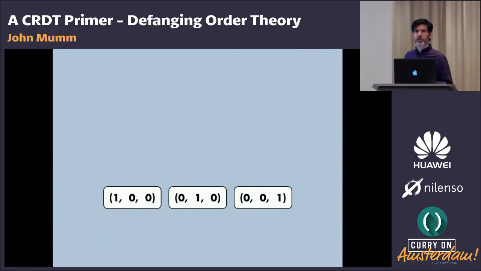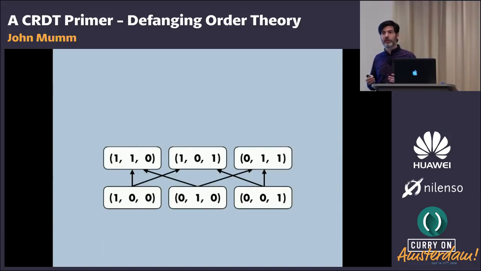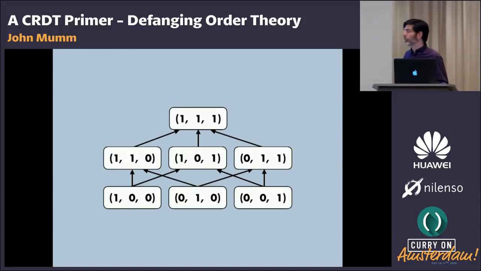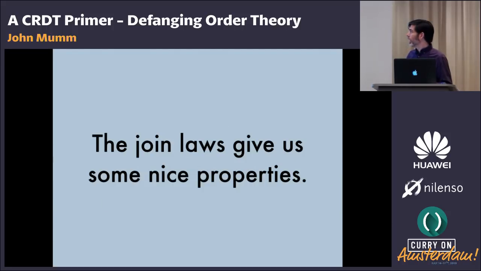Let's think about a partial order now. Imagine we start with these 3 values. No matter how we join them, we can draw from this sort of implicit semi-lattice diagram and move upwards towards this upper bound, which is the global value. And the join laws give us some nice properties here.